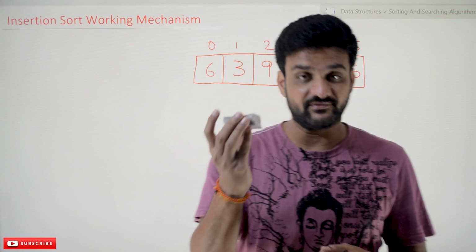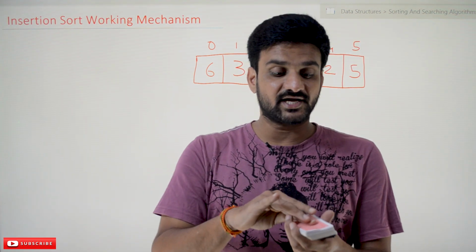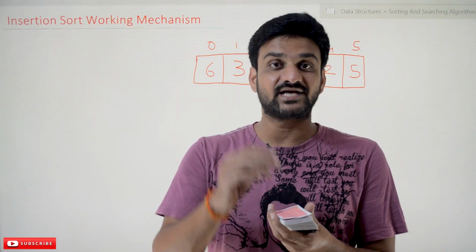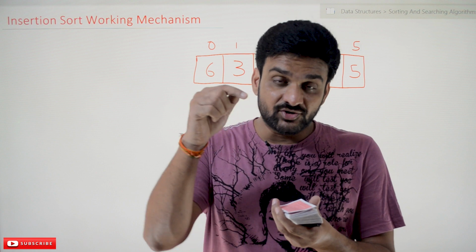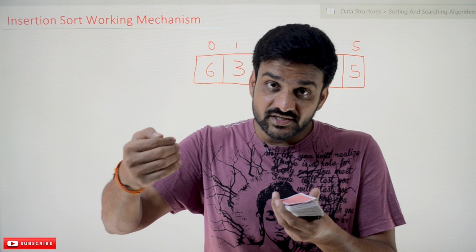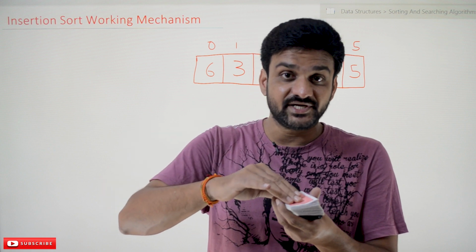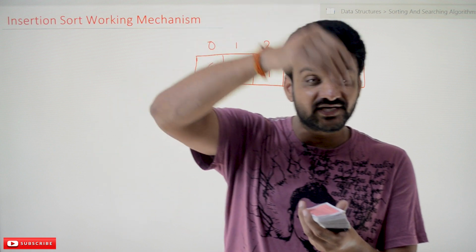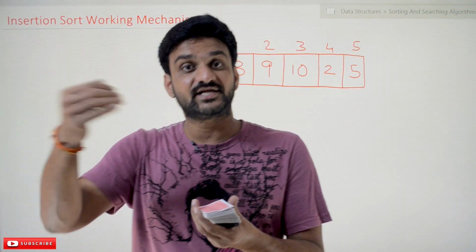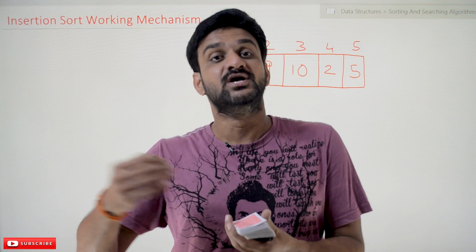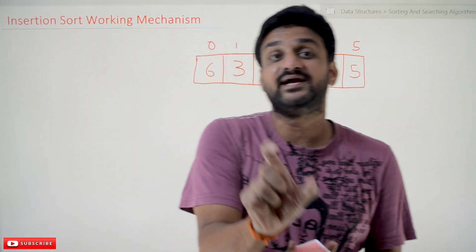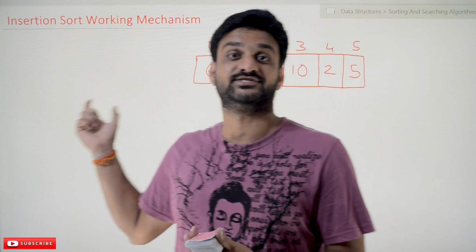For example, if you have a deck of cards and you take the cards one by one, and you place these cards in your hand, and if you want to keep them in sorted order, the card that has been taken from the deck will be inserted into its position. How the card that has been taken from the deck of cards gets inserted into its position is the logic behind the working mechanism of insertion sort.